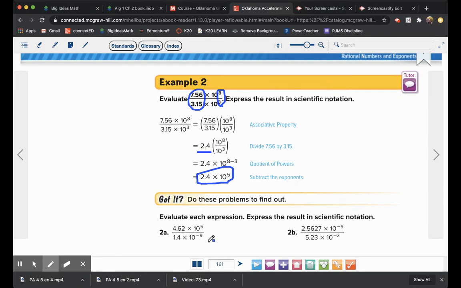So I want you to try 2A and 2B so you can see that. Don't forget those negatives on using that. Use your calculator to check your work, and then I will go over those with you.